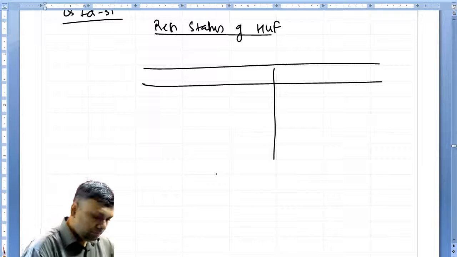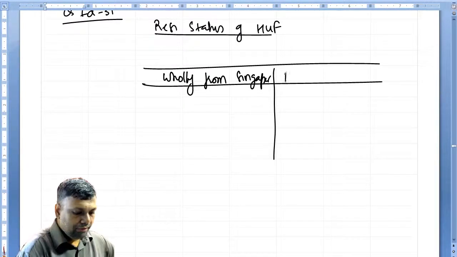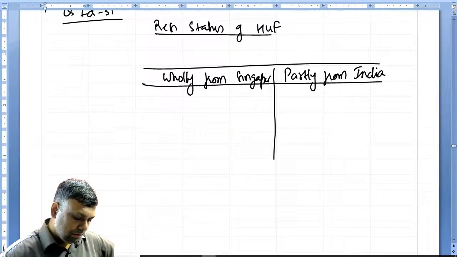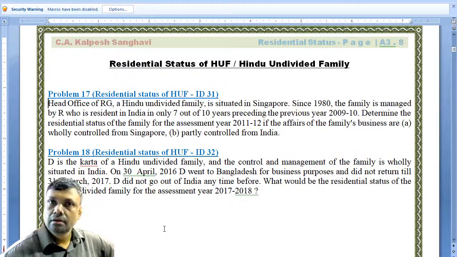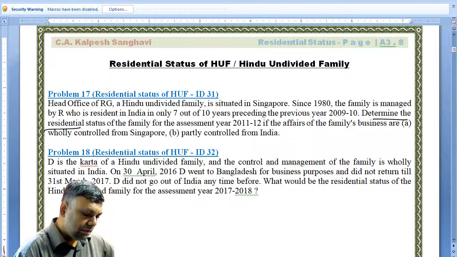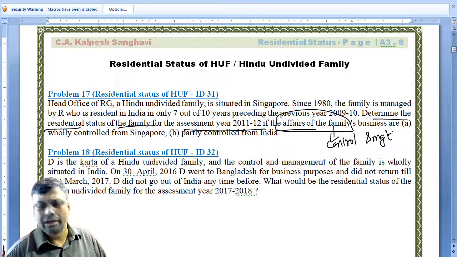Okay. So, if it is wholly from Singapore or if it is partly from India, they are the situations printed to us in the examination condition. So, if you read this question, friends: determine the residential status of the family for this year if the affairs of the family, affairs means control and the management. That is the way of writing it, okay.